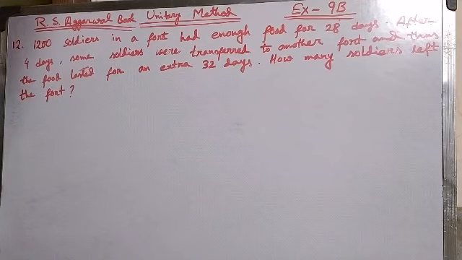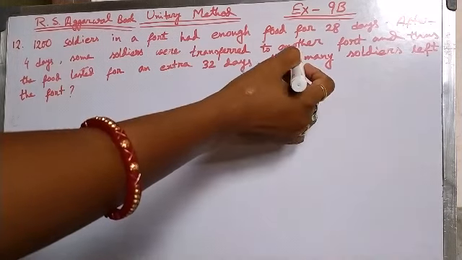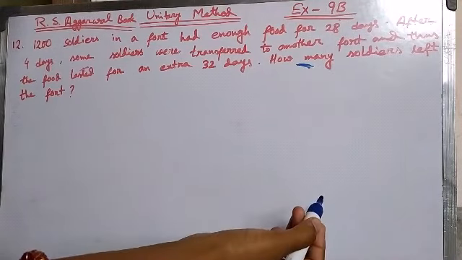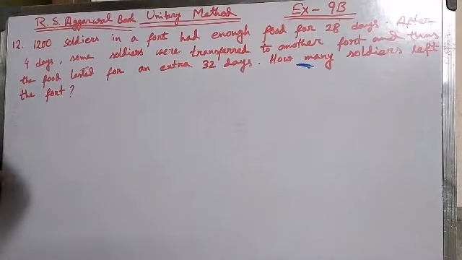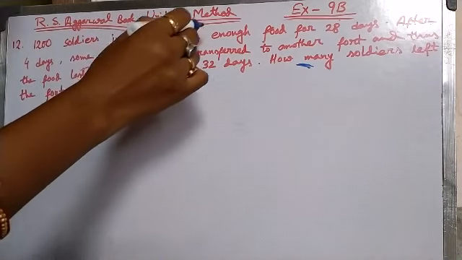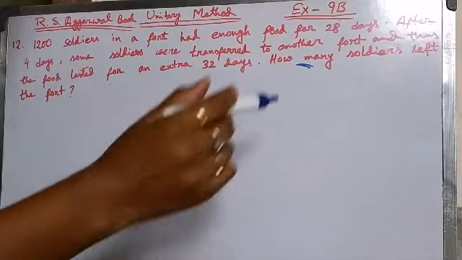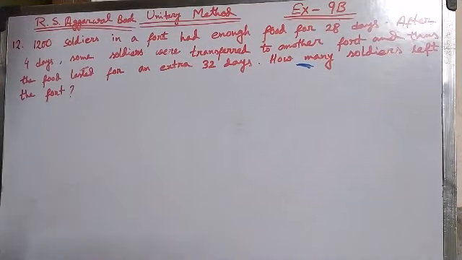So now question number 12. 1200 soldiers in a fort had enough food for 28 days. After 4 days, some soldiers were transferred to another fort, and thus the food lasted for an extra 32 days. How many soldiers left the fort? Okay, so we have to find out how many soldiers. That means the number of soldiers will be on the right side and the number of days on the left side. So first of all, 1200 soldiers in a fort had enough food for 28 days. After 4 days, some soldiers were transferred, that's why after 4 days means 28 minus 4. That will be the number of days.